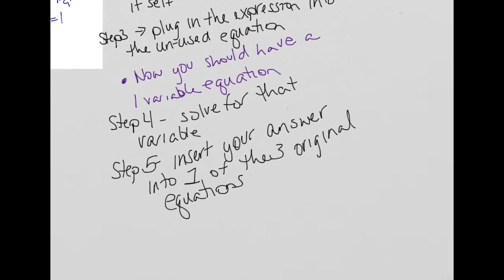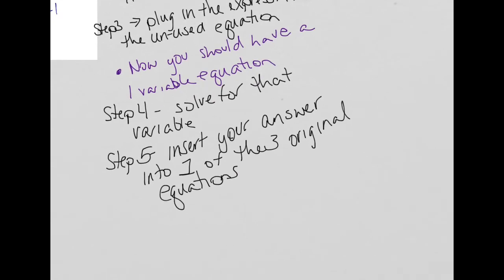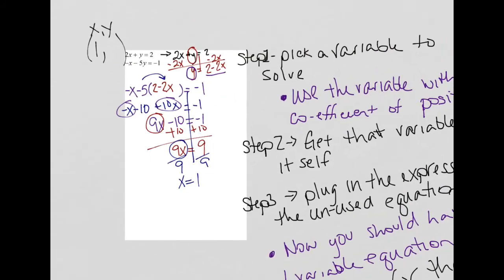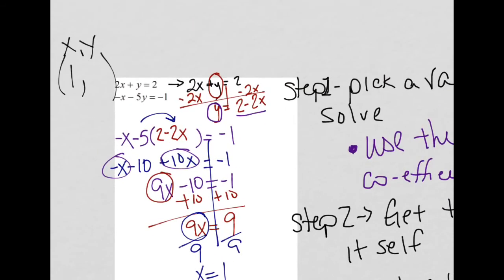So step 5 says insert your answer into one of the 3 original equations. Okay. So since we talked that this equation is equal to that one, I can take my 1 and insert it right here where that x is to get my y answer. So that's what I'm going to do. I'm going to erase the x. Oh, I erased a lot more than x, didn't I? I'm just going to rewrite it.